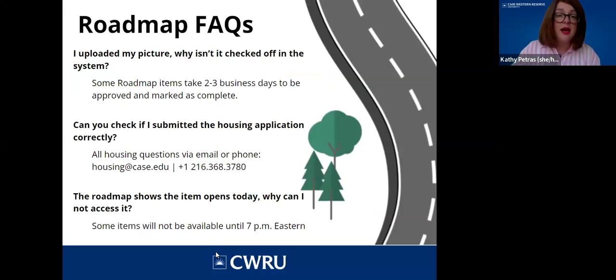We always get several questions about the roadmap, but here are a few common ones. So for example, I've uploaded my picture. Why hasn't it checked off in the system? Some of our roadmap items do take maybe 2 to 3 business days to complete and to be marked approved. If you don't see that, you can definitely reach out to us, but the green check mark will appear.